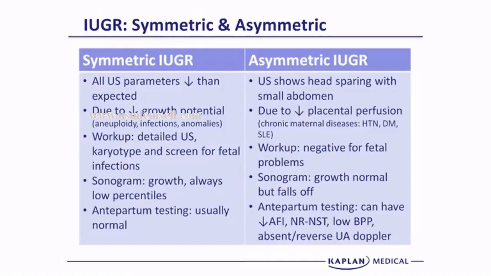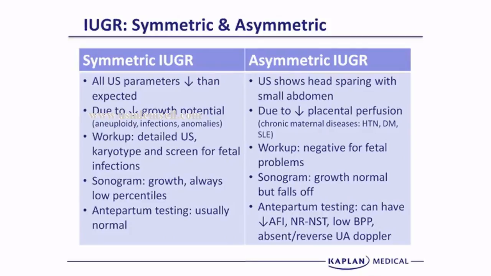Here is a table that looks at what I just told you. On the left, we have symmetric IUGR. All the ultrasound parameters are decreased. The biparietal diameter, the head circumference, the abdominal circumference, the femur length, they're all decreased due to decreased growth potential. It could be aneuploidy. It could be infections in utero. It could be gross anomalies that we talked about.